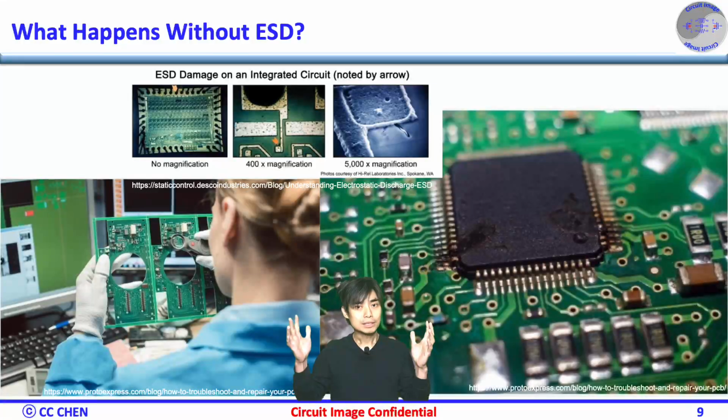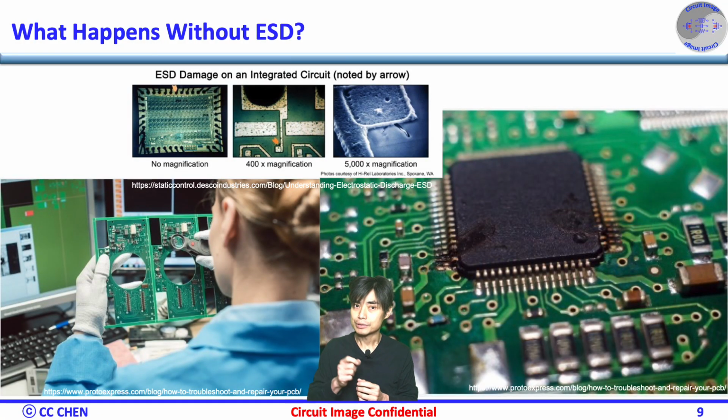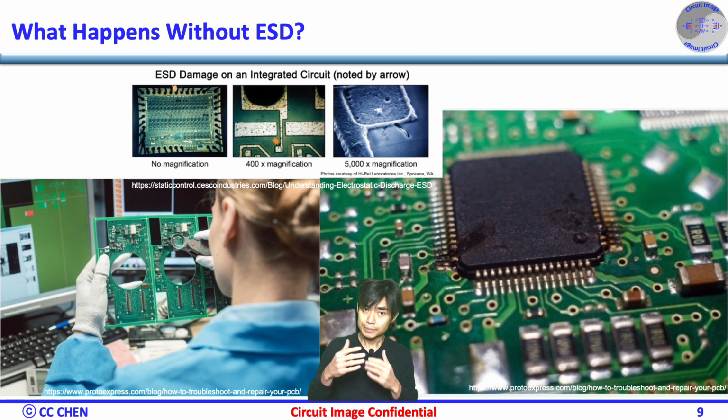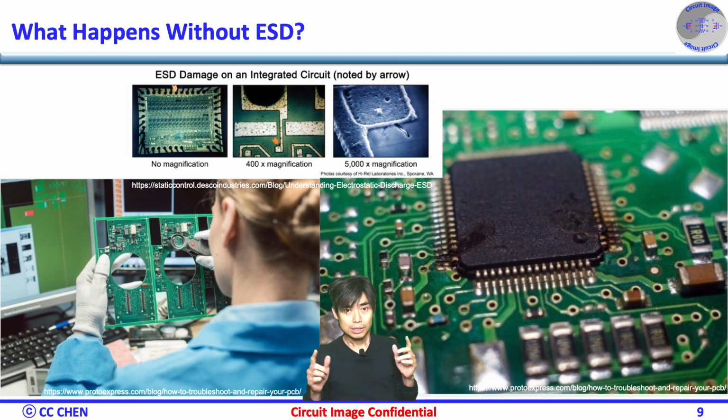What happens if we ignore ESD protection? Without it, failures are inevitable. Even if a chip seems to work initially, latent damage may appear later. Early product failures lead to massive financial losses. A recall can cost a company millions and damage its reputation. Imagine a smartphone that suddenly stops working due to an ESD event.